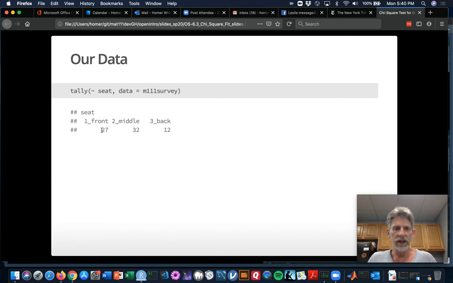So in the Math 111 survey, there is the variable seat that says where people in the survey were willing to sit. And when we tally, we find that 27 prefer the front, 32 prefer the middle, and 12 prefer the back. And so, that 27 looks like a lot more than 1/4 of the 71 students available. And the 12 seems like a lot less than 1/4 as well. So does this data provide strong evidence that student seating preferences don't match available space?